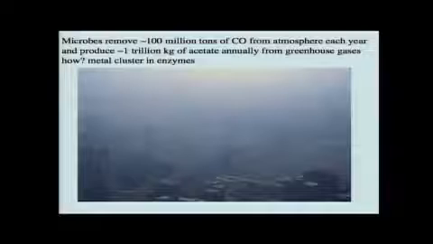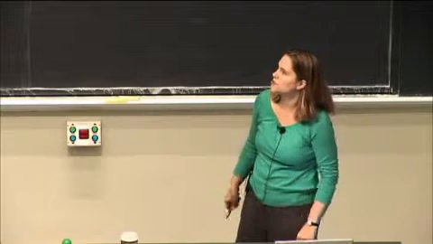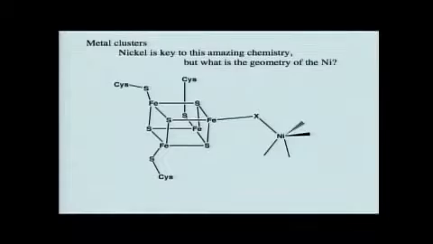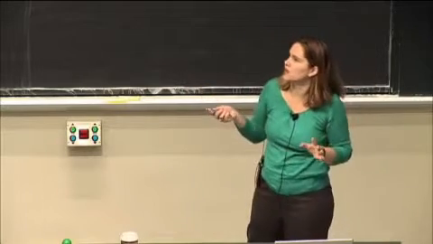People would like to understand how this works. Microbes have been estimated to remove 100 million tons of carbon monoxide from the environment every year, producing about 1 trillion kilograms of acetate from these greenhouse gases. So what do these catalysts look like in these enzymes? What do these metal clusters look like that do this chemistry? This was a rough model of what they look like. They thought it had iron and sulfur and then a nickel in some geometry, but they had no idea where the nickel was and how it was coordinated.